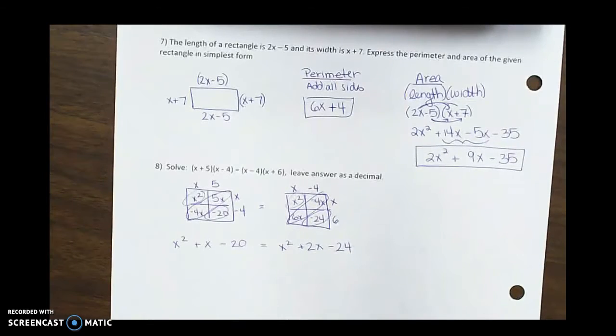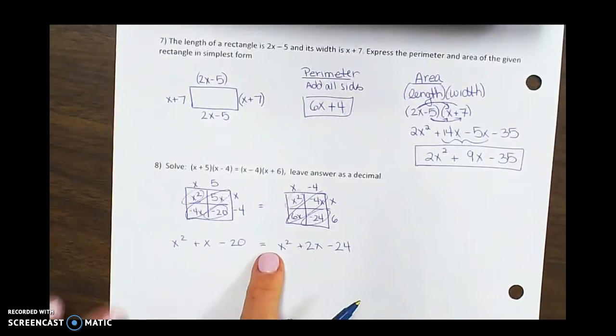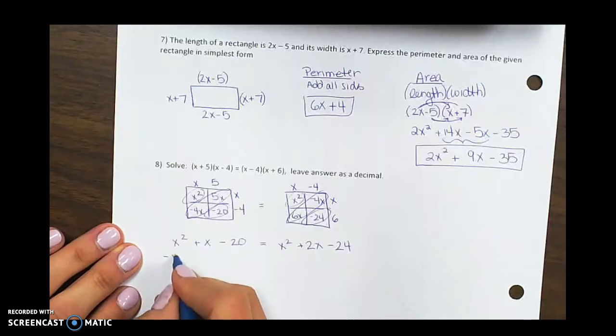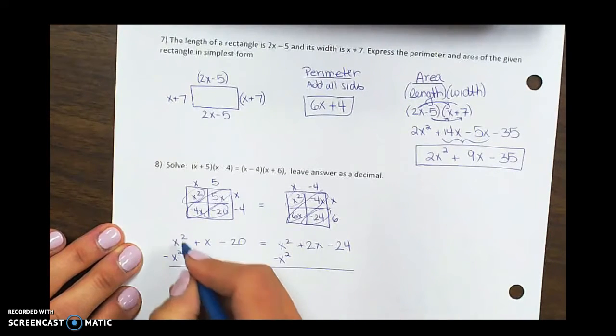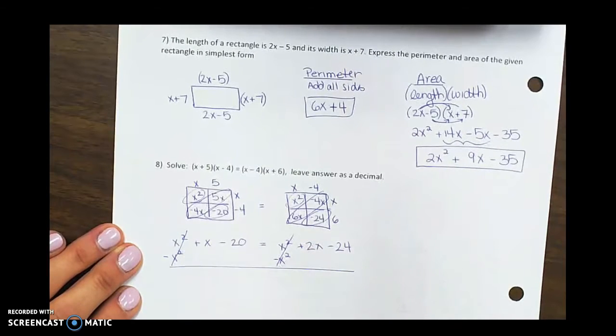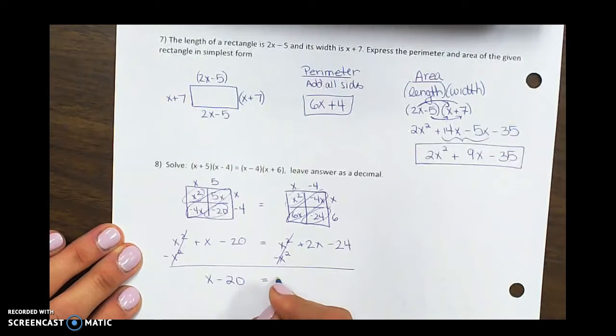All right, now we get to solve this. So we have our equal sign. So I'm going to bring my x squareds over to one side. Oh, and look at that. If I subtract x squared, they end up canceling. So now I have x minus 20 equals 2x minus 24.